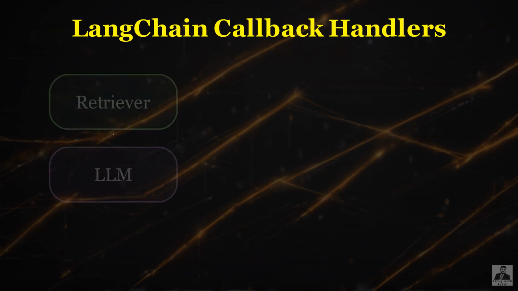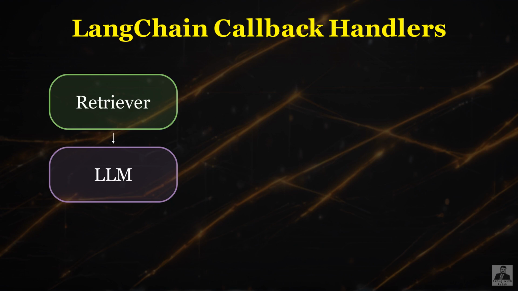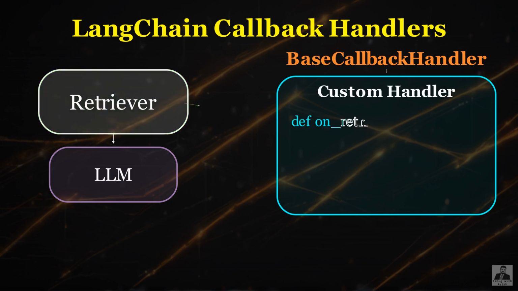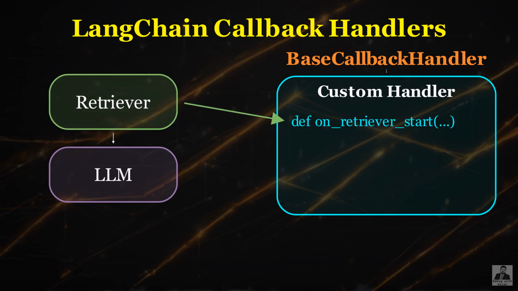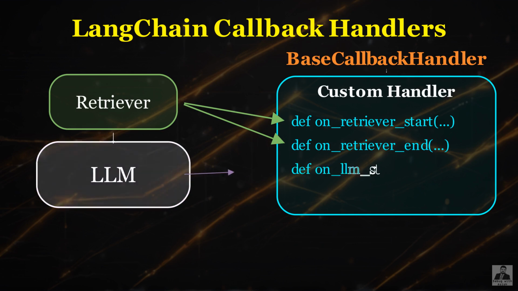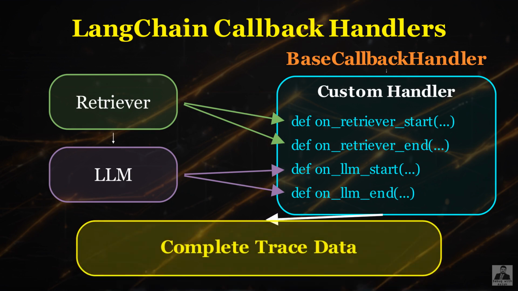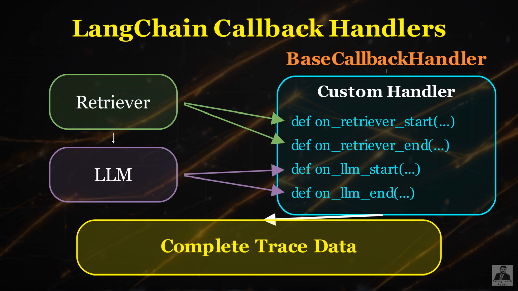LangChain has a callback system that fires events at each stage of the pipeline. We can hook into these events by subclassing the base callback handler class and overriding the methods we care about. OnRetrieverStart fires when a retrieval query is about to run. OnRetrieverEnd fires when the chunks have been returned. OnLLMStart fires when the prompt is about to be sent. OnLLMEnd fires when the response arrives. We record timing and data at each event to build a complete trace.